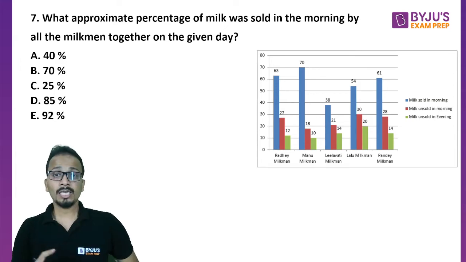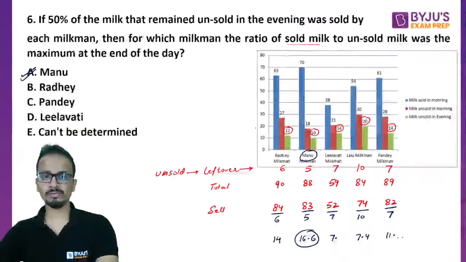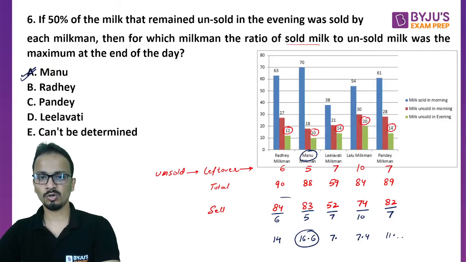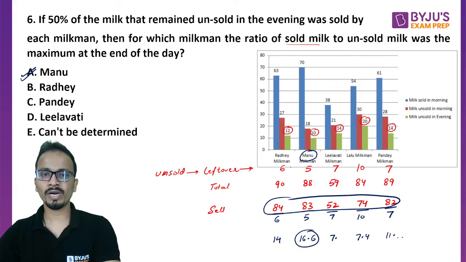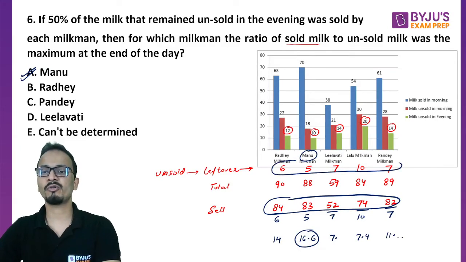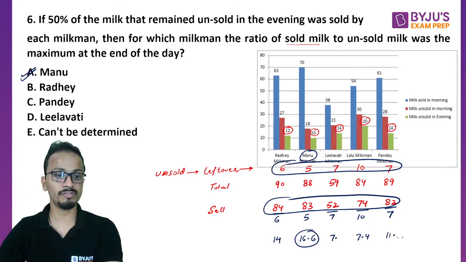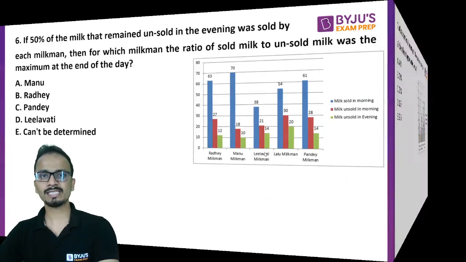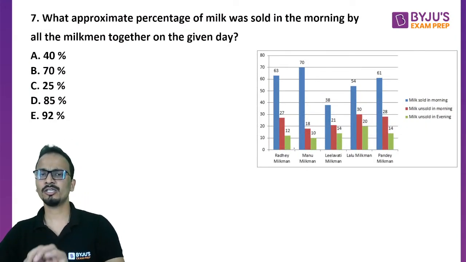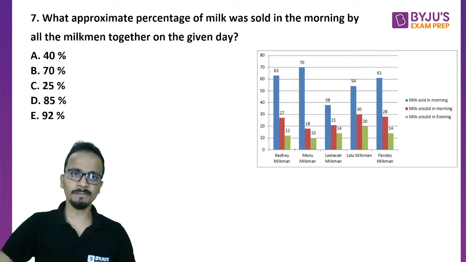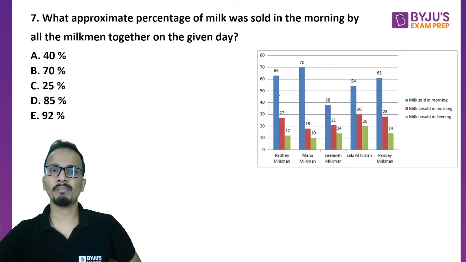Now the total quantity sold, we already know from the previous values. So total quantity sold were these values. Or the total quantity left over were these values, right? So मैं क्या करता हूं, नहीं ये वाला left over नहीं था, I'm sorry. So this was for the previous question. So let's come back to this data. Let's not go to the previous data, and let's use the data from this graph only. ठीक है? Now what approximate percentage of milk was sold in the morning by all the milkmen together?